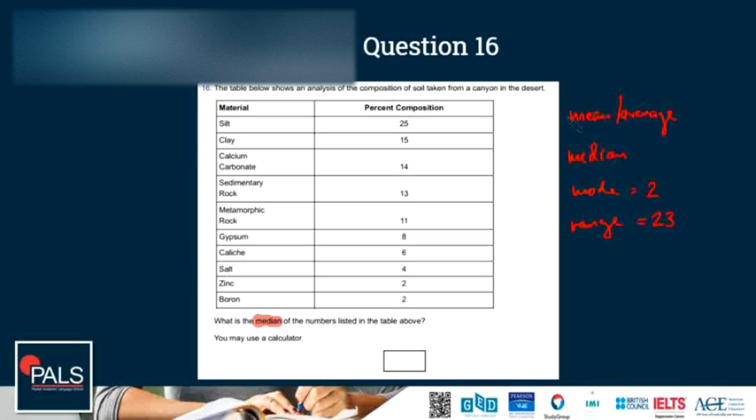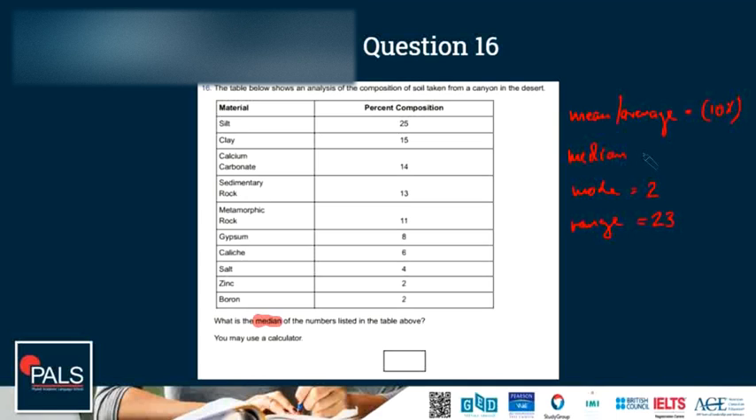I'm not going to calculate the mean now. Again, adding all of these up, dividing by 10. This probably adds up to 100 since it's percent composition, so the mean percentage in this case would be 10 because we have 10 values. It doesn't really make sense to calculate the mean here.